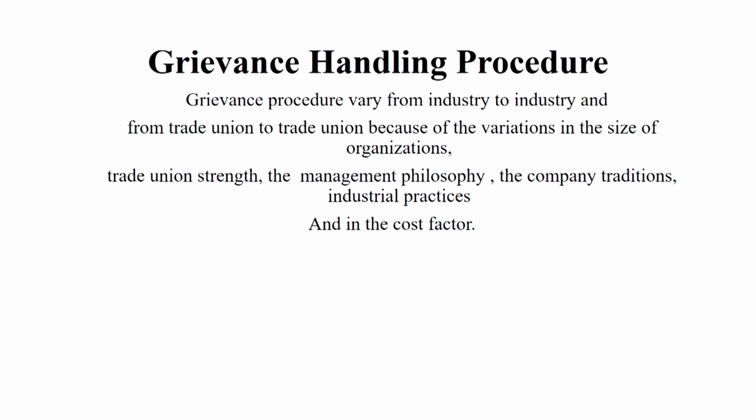Now, what happens is that grievance procedure varies from industry to industry and from trade union to trade union because of the variation in the size of the organization. We all know that if the organization is very huge, then of course there would be a lot of complexity in decision making or in carrying out the work. So, the smaller the organization, the better it is. That is what it says, that grievances can be sorted out in different ways in different organizations, which differ in their size and structure.